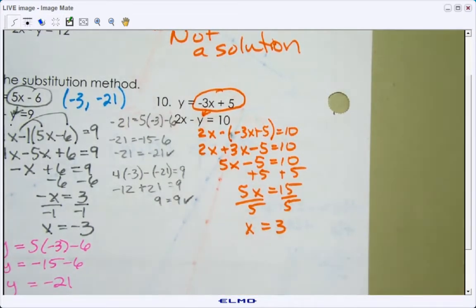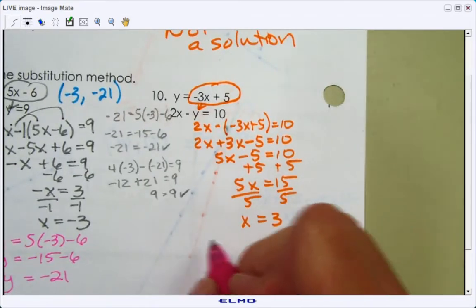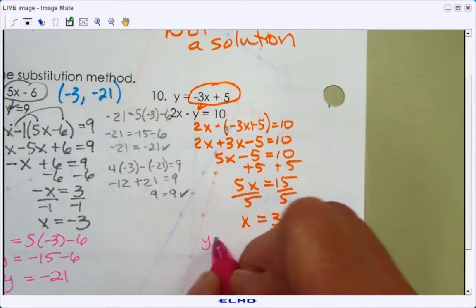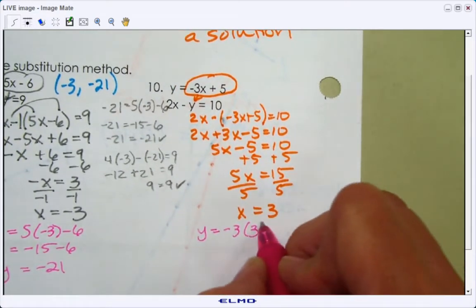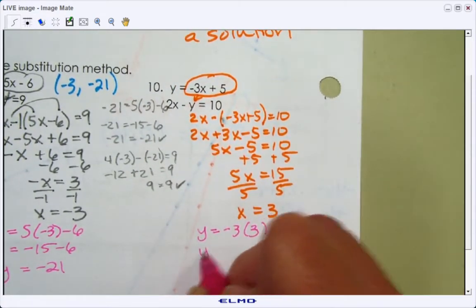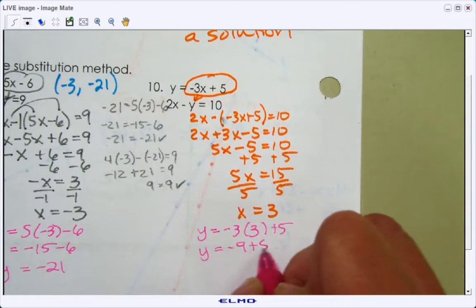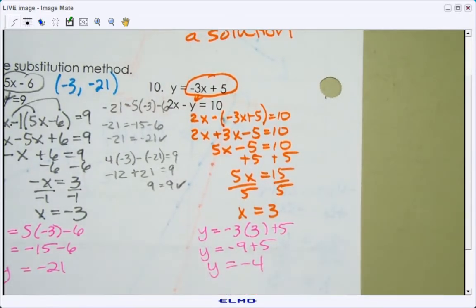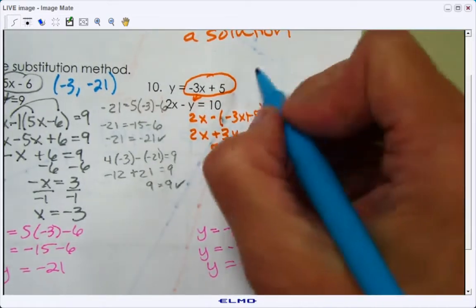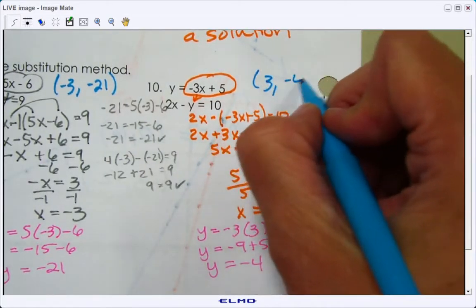Then I plug that back in. I'm going to plug it into the first one. It's easier. So I get negative 9 plus 5. So I get negative 4. So my solution to this would be 3, negative 4.